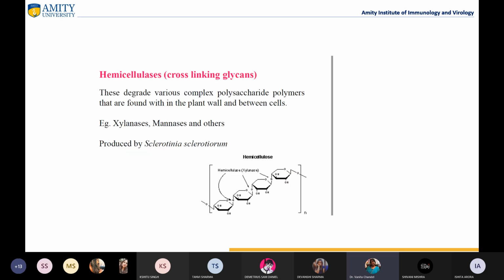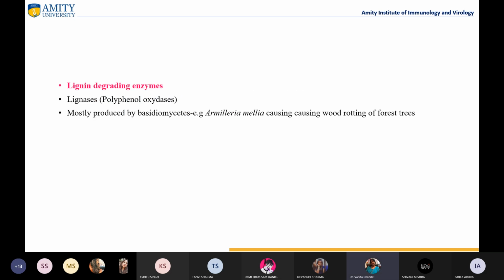Then hemicellulases, right? These degrade various complex polysaccharide polymers which are found within the plant cell wall and between the cells, for example, xylanases, mannanases, and others. These are produced by Sclerotinia sclerotiorum. Then lignin degrading enzymes. Certain plants have lignin as a composition, so these enzymes are produced by basidiomycetes, which cause wood rotting of the forest trees mostly.